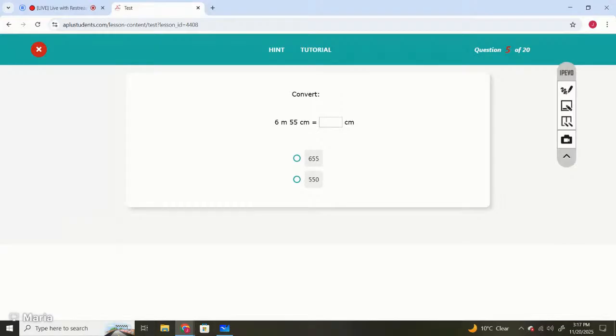6 meters and 55 centimeters. So, which is the correct option?